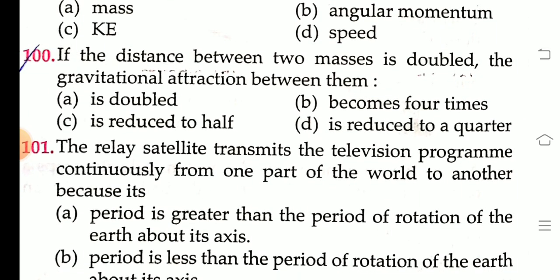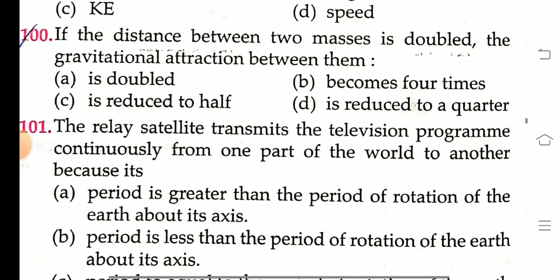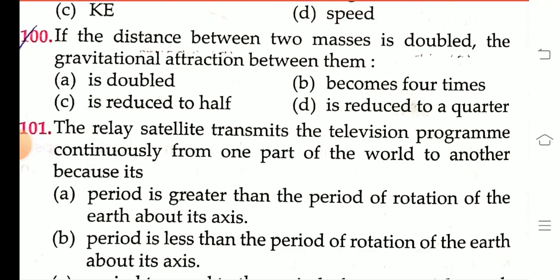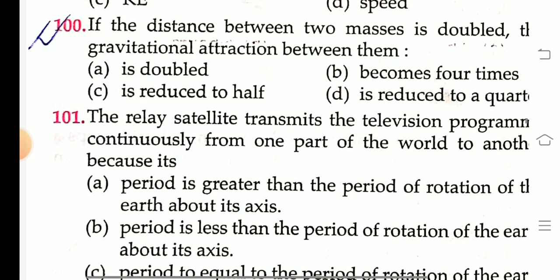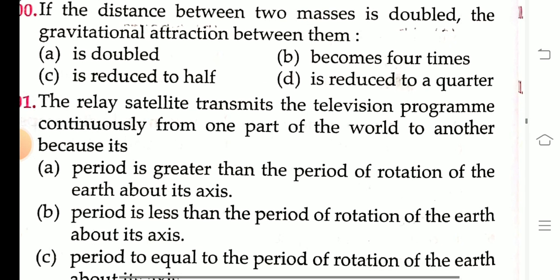If the distance between two masses is doubled, the gravitational attraction between them is reduced to a quarter. Right answer will be option D.